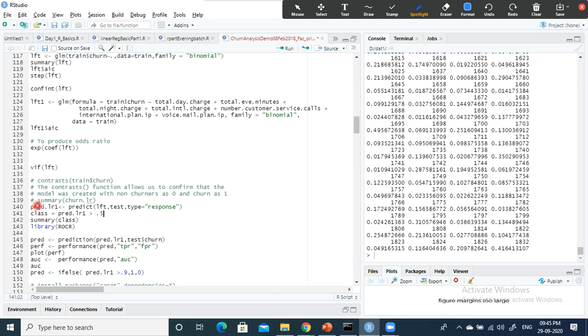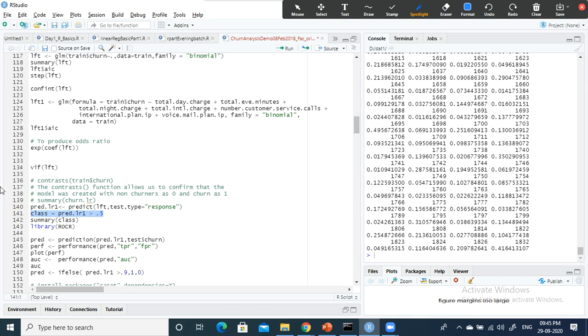See, pred dot LR1 is holding the predicted probability of churners in the test data set. The test data is the new customers. What are the chances that the new customers in the test data set are going to churn? What is the probability? That probability is given here. Some customers 0.11, some customers 0.20, some customers 0.416. Now I want to check which customers churn with a probability of 0.5 and above.